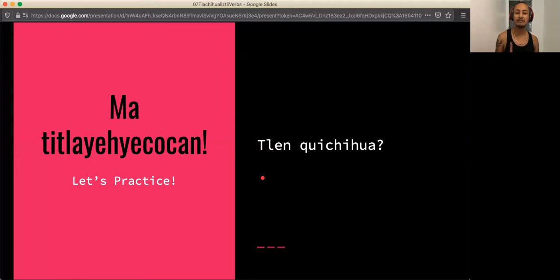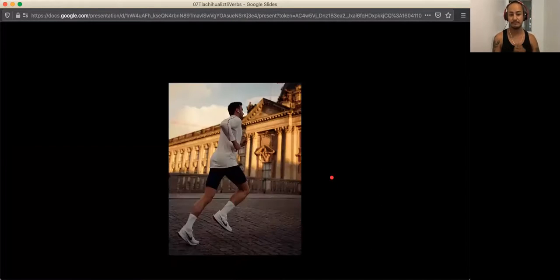Okay, so those are the 5 verbs that you need to know for this class. So now I'm going to ask you, Tlenkichiwa, what is he or she doing? Nahuatl doesn't have gender, so when I say Tlenkichiwa, we're just saying what is he or she doing. The verb to do is chiwa. This key that we're using here, we're going to explain next week, so stay tuned. But for now, just know that this is saying what is he or she doing. You can unmute yourself now, and I'm going to ask you, Tlenkichiwa.